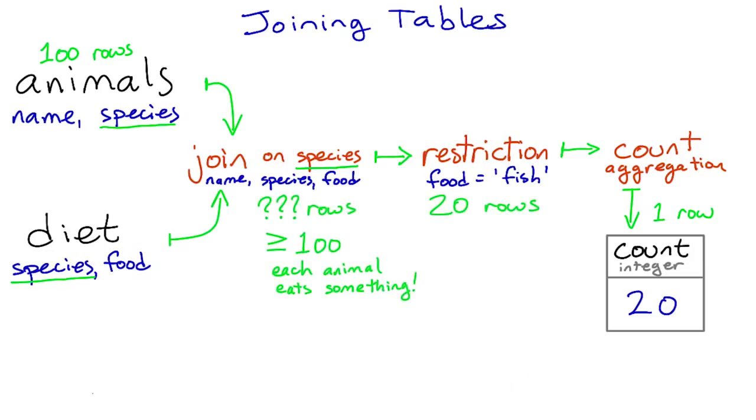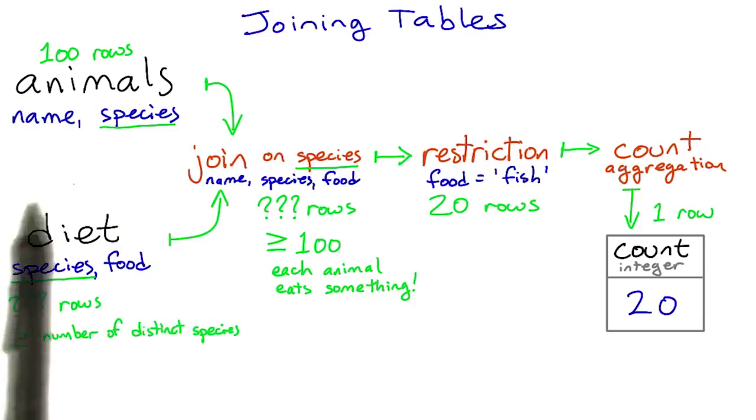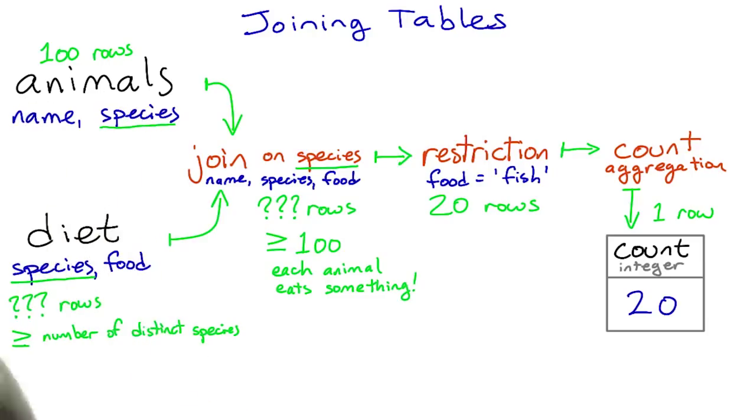Now, we don't actually know how many rows this join has, but it's got to be at least 100 rows, since each animal eats at least one kind of food, but some animals eat more than one, like bears, which eat fish and meat and fruit too. And we don't know how many rows the diet table has, but it'll be at least as many as the number of distinct species in the animals table. Again, that's because each species eats at least one kind of food.